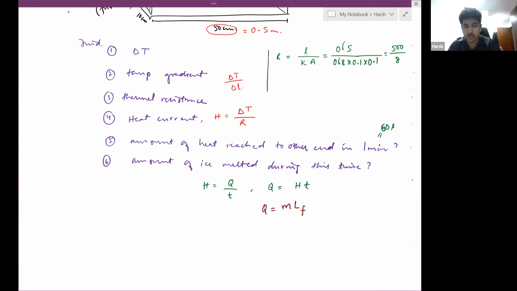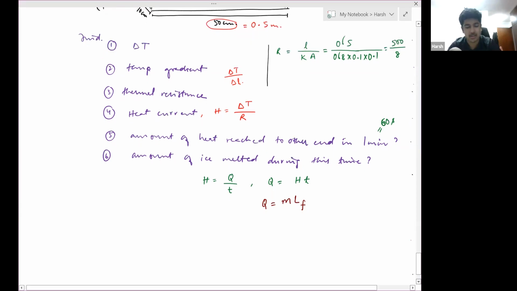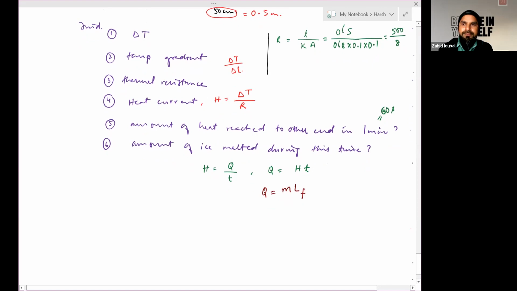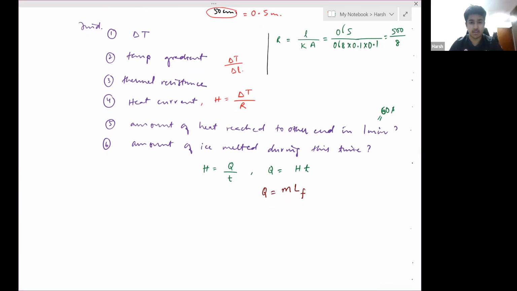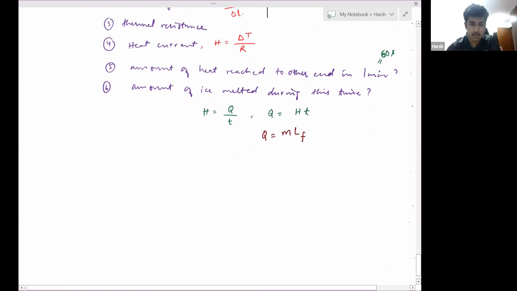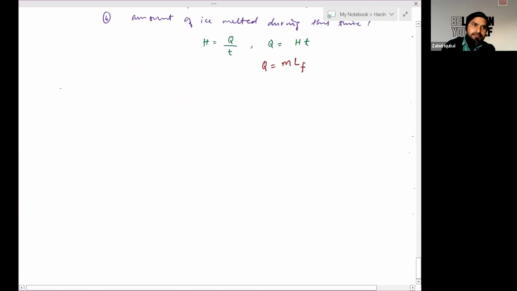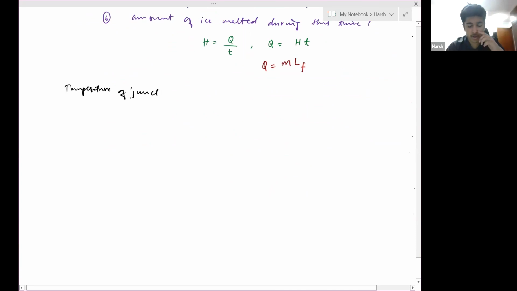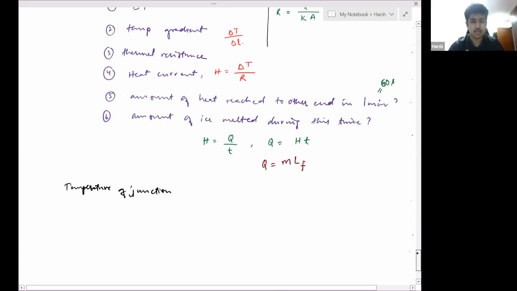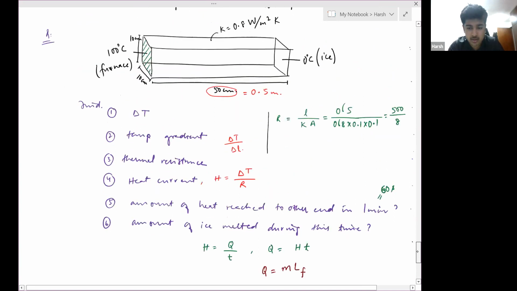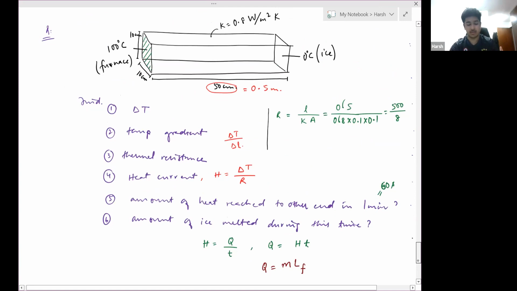1 minute, sir. Okay, just write it down. Yes, sir. Sir, I wrote the formulas already. Okay, good. Next is temperature of junction. Can I scroll it up for 1 minute? Just 1 minute, sir. Oh, okay, sir. Just checking the figure.